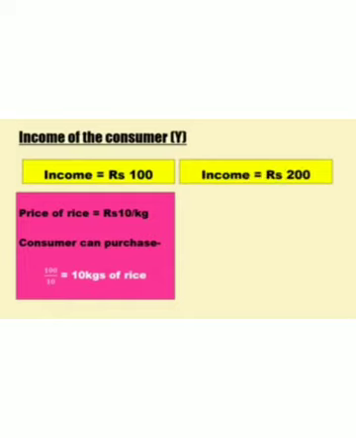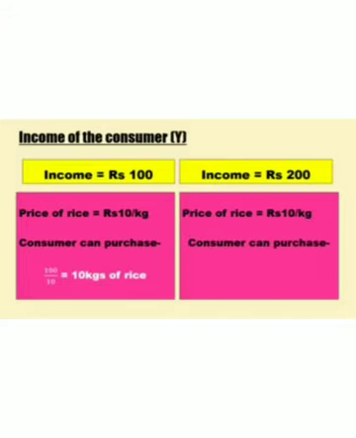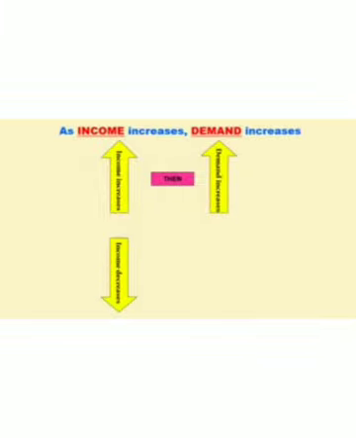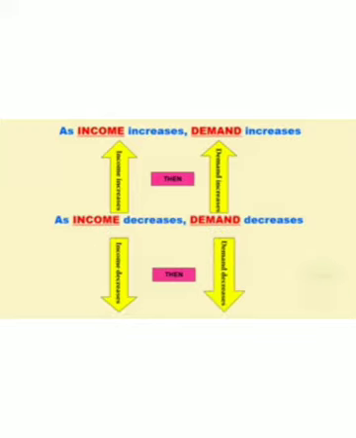Now let us assume consumer's income has increased to rupees 200. So now the consumer can purchase 20 kgs of rice by spending his entire income, assuming that the price of rice has remained constant. Therefore, we can say when consumer's income increases, then demand for good also increases. And when consumer's income decreases, demand for goods also decreases. Hence, we can conclude that income and demand has a positive relation or direct relation.